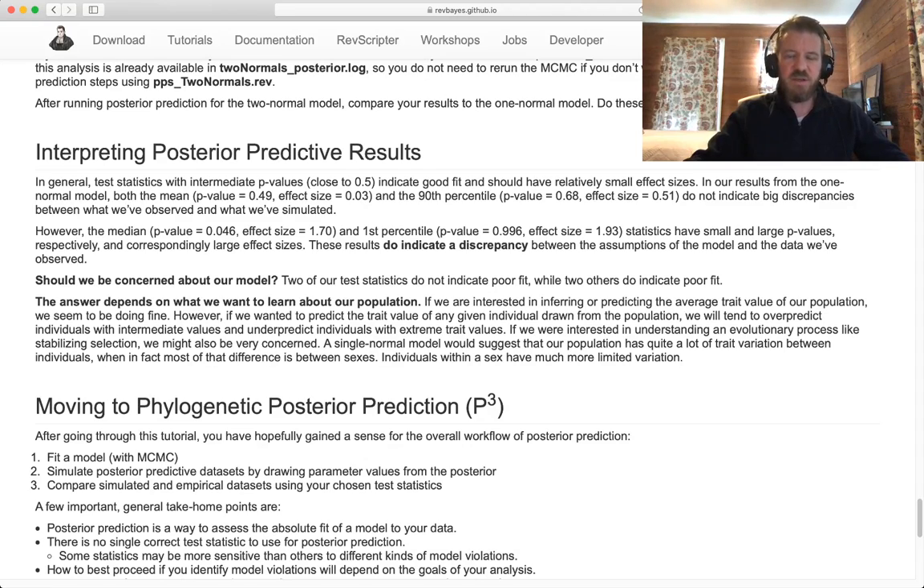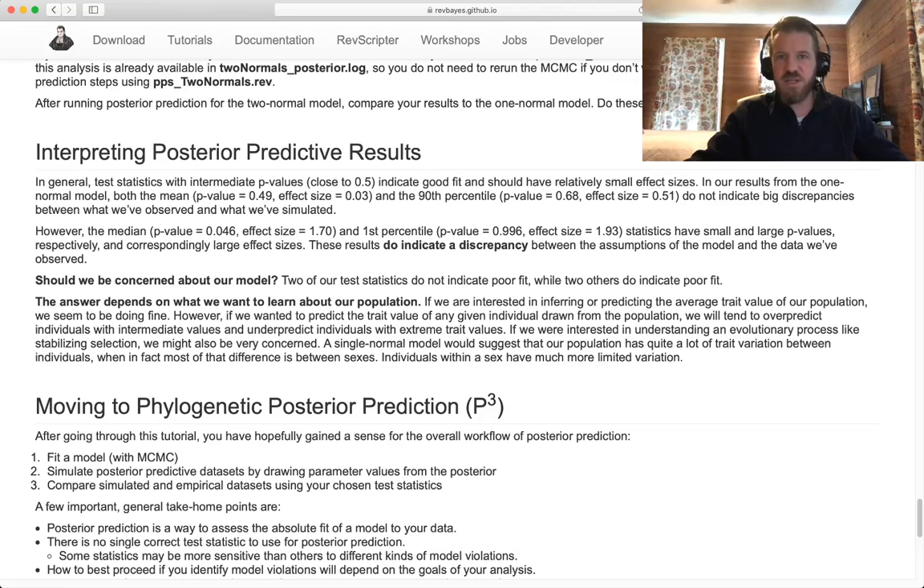And so these 2 values do indicate a discrepancy between the assumptions of our model and the data we've actually collected, the empirical data from our population. So should we be concerned? And I think the answer really comes down to what we want to use the model for and what we want to understand about our population.